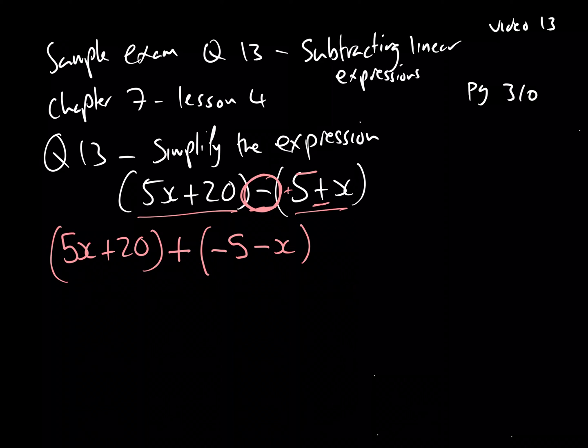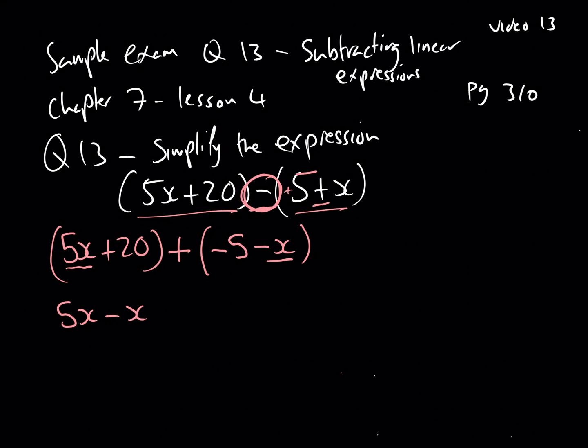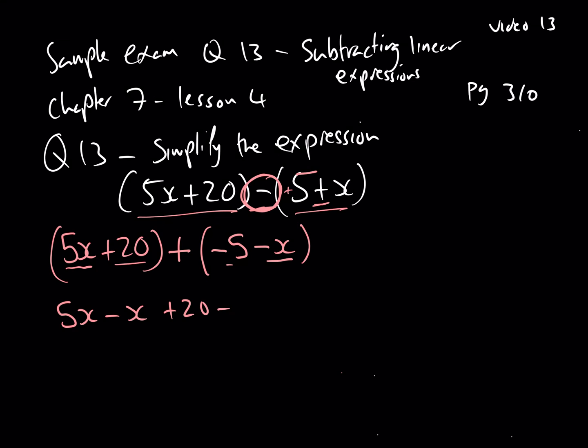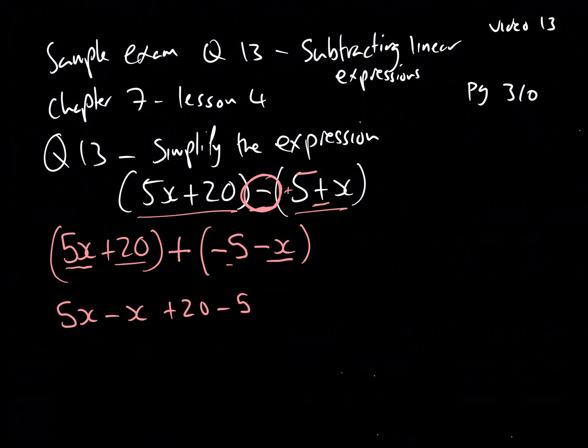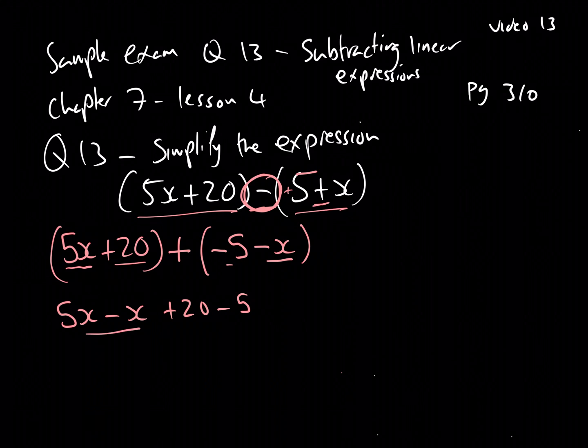Right, the next step, now we can put the like terms together. So we'll have 5x and minus x. We can say 5x minus x, plus 20 minus 5. Now 5x minus x becomes 4x. And plus 20 minus 5 becomes plus 15.